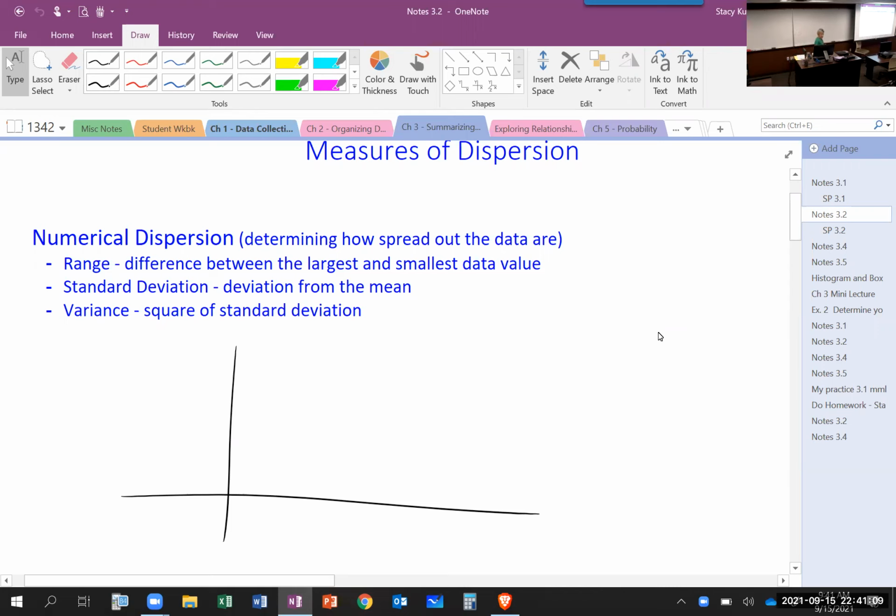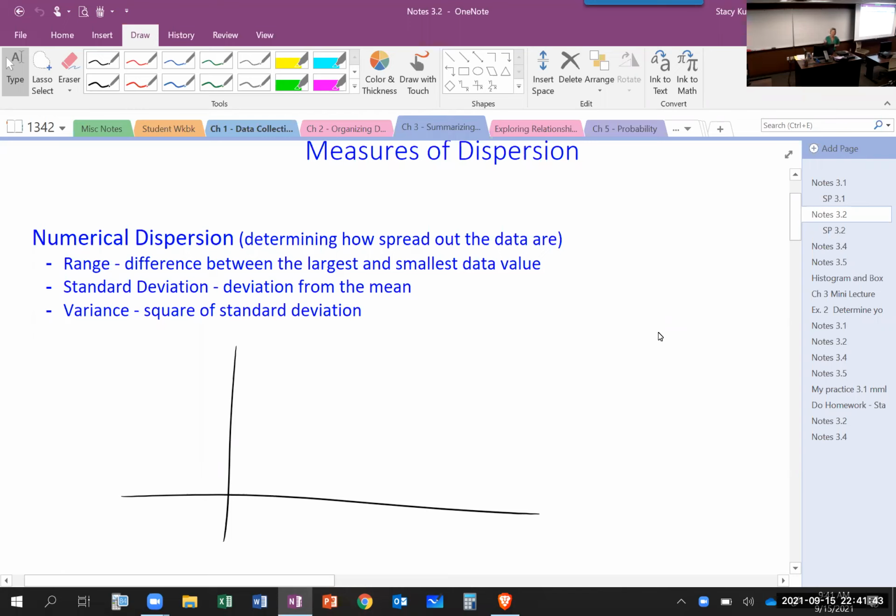Another way would be standard deviation. I'm going to show you what that means in just a second, but standard deviation is how far our data is away from the mean, the deviation away from the mean. And the third is the variance. We typically use the mean and the standard deviation repeatedly till the end of the semester. We don't use variance as much, but the variance is just the square of the standard deviation.